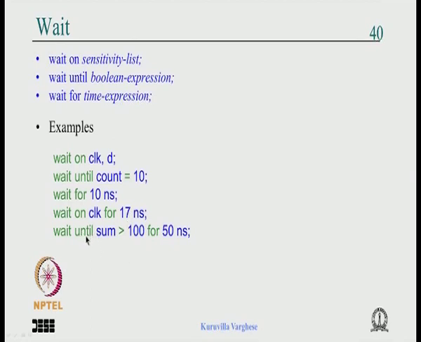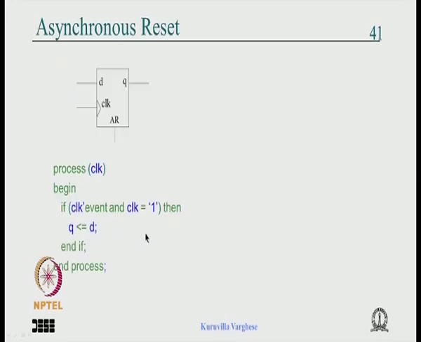Exactly the same, you can say wait until sum is greater than 100 for 50 nanosecond. You wait for sum to be greater than 100, but only for 50 nanosecond. If that doesn't happen within 50 nanosecond, you continue as if the event has happened. It is not synthesizable, but it is very useful in test bench simulations and things like that.